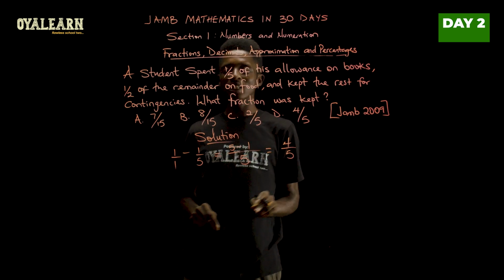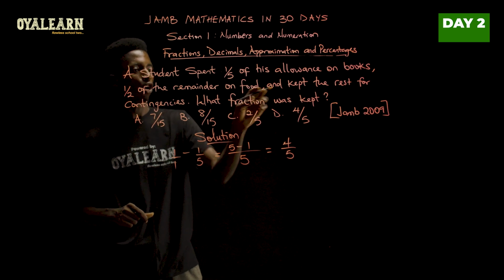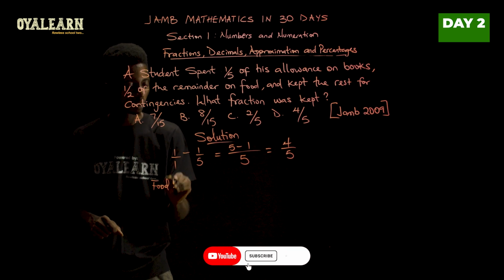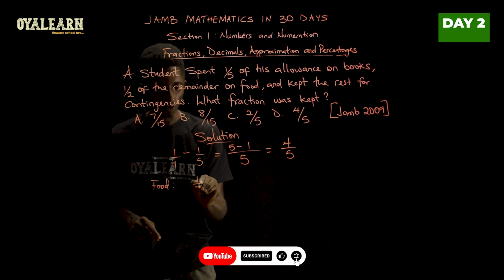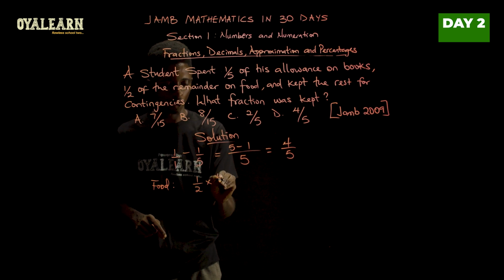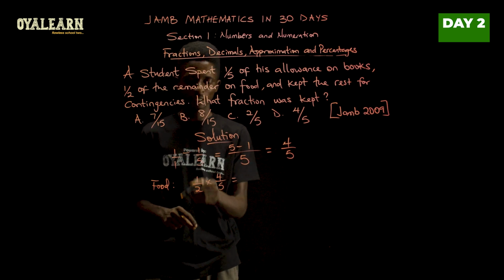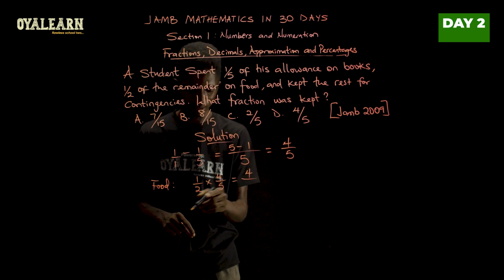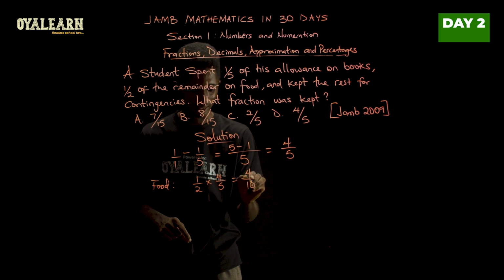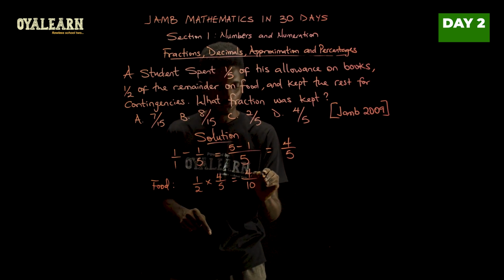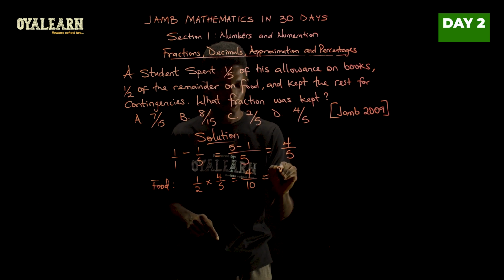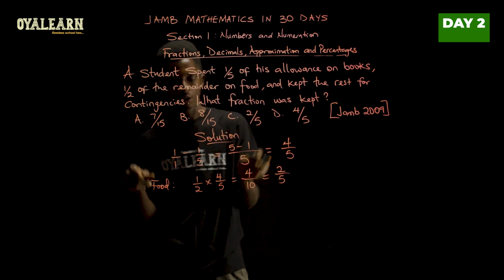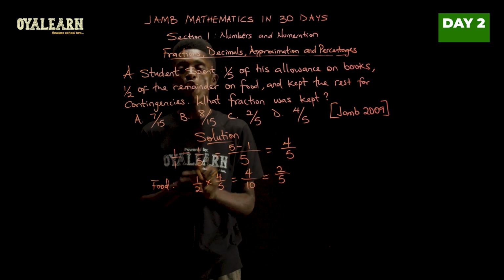Now, this is what is left here, from which he spent half on food. So for food, we would have 1 over 2 times what is left, which is 4 over 5. Now, when we do this, we're going to have 1 times 4 to give us 4 over 2 times 5, and that is 10. So we can bring this down to be 2 over 5. So meaning that 2 over 5 of the entire allowance is what is spent on food.